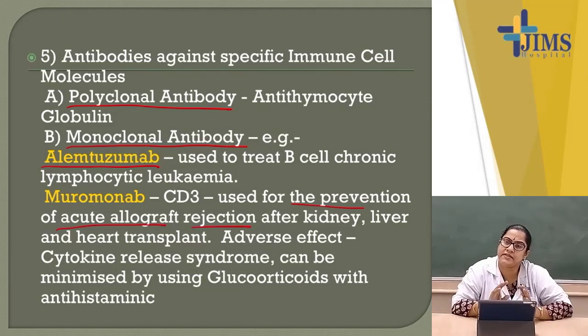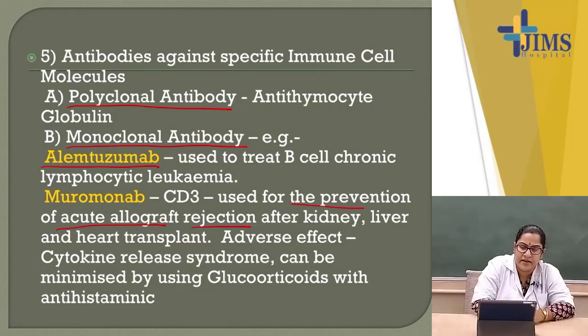Allograft means the graft has been taken from the same species. So, allograft rejection after kidney, liver or heart transplantation. So, immunomodulators are used for the prophylaxis of rejection of the allograft. What will be the adverse effects? The cytokine release syndrome can be minimized with the help of glucocorticoids along with antihistaminics.